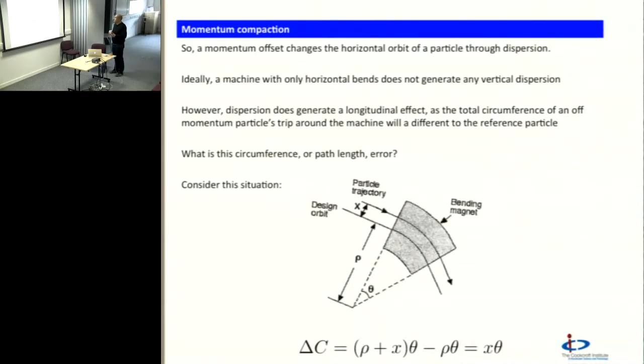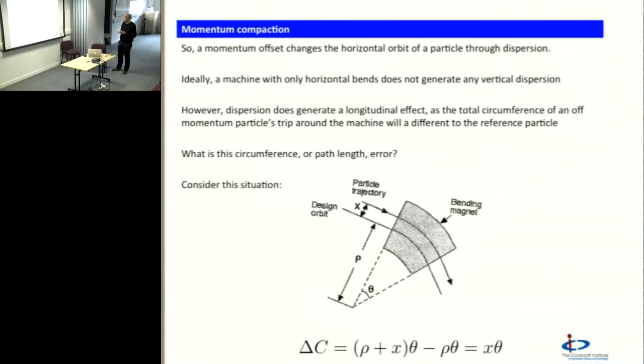So first of all, we have something called momentum compaction, which is very important for consideration of RF cavities and accelerators. So we know that the momentum offset changes the orbit of a particle, and that's called dispersion. That's what dispersion is. So ideally, a machine with only horizontal bends wouldn't have any vertical dispersion. So a horizontal bend doesn't affect the vertical motion. It does affect the orbit horizontally, but what about longitudinally? That's orthogonal to horizontal motion. Is there an impact there? And the answer is yes, there is.